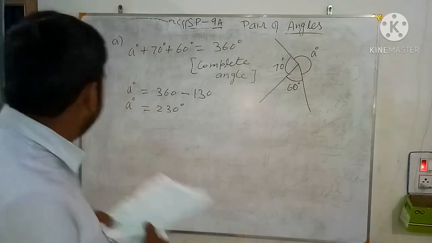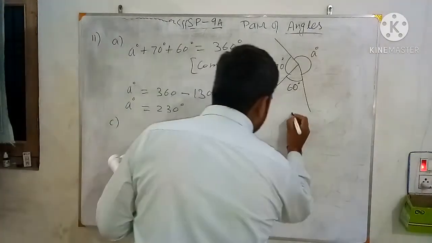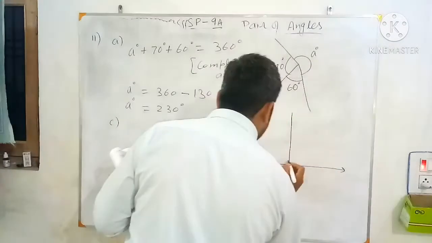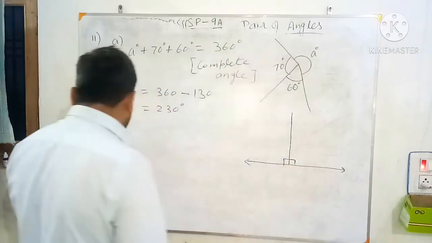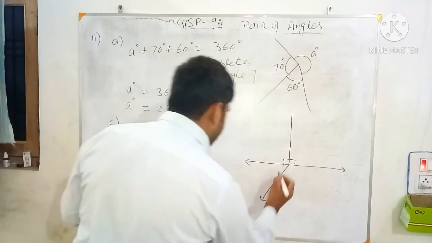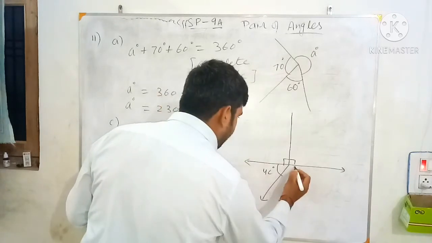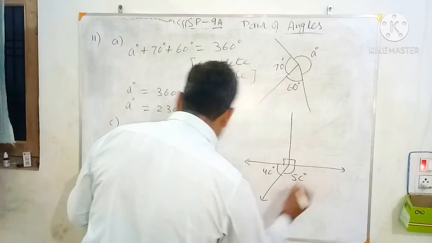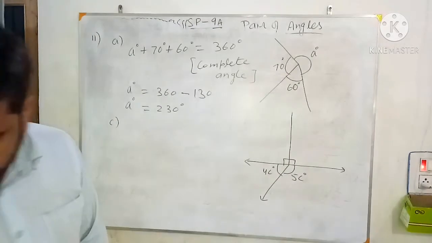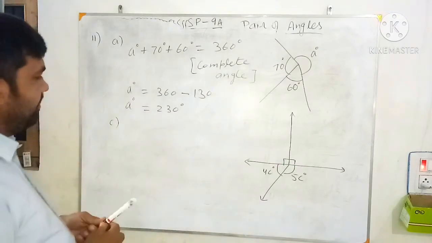Now see in question number C how you do. So let me draw the diagram. This is the mark of right angle, 90 degree, and this is angle 4C degree and this is angle 5C degree.